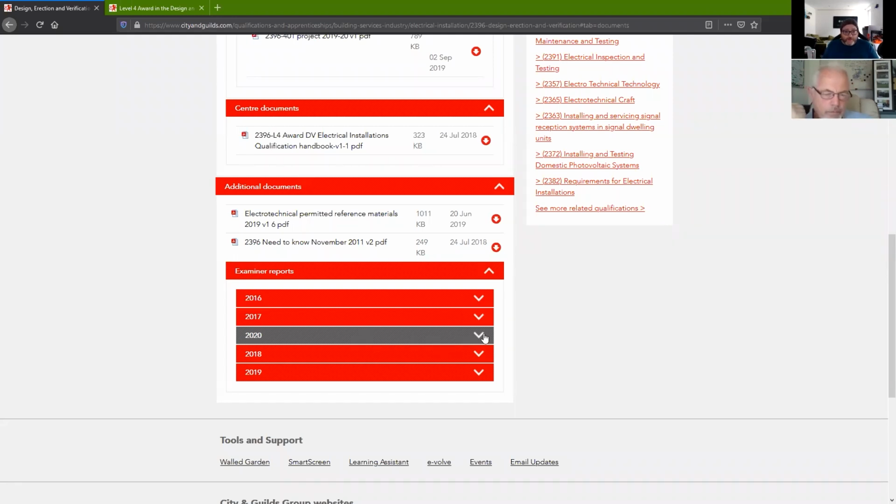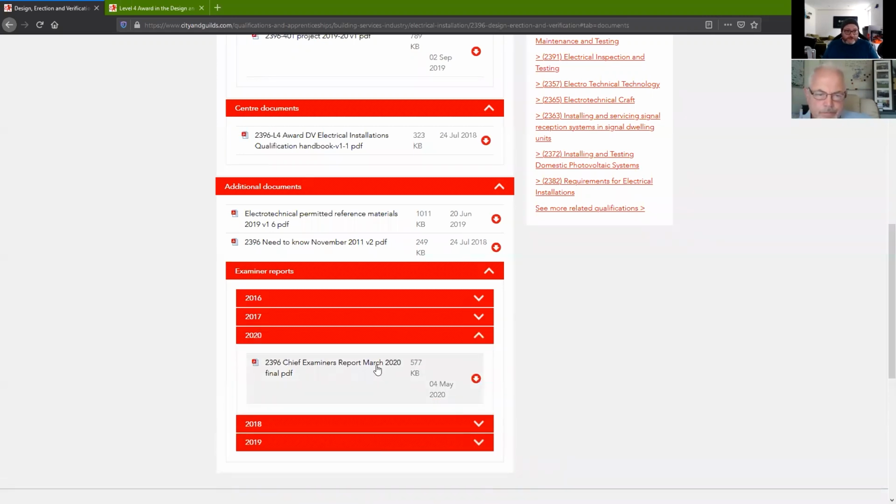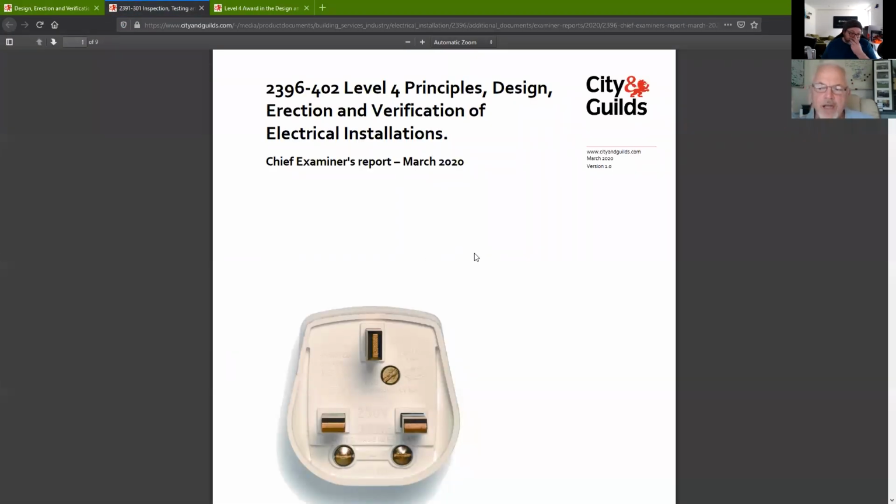So which one shall I start with, Pop? The 2020 one? Start with 2020. All right. So March 2020. Remember, any of you guys can access this information. It's not under any password.